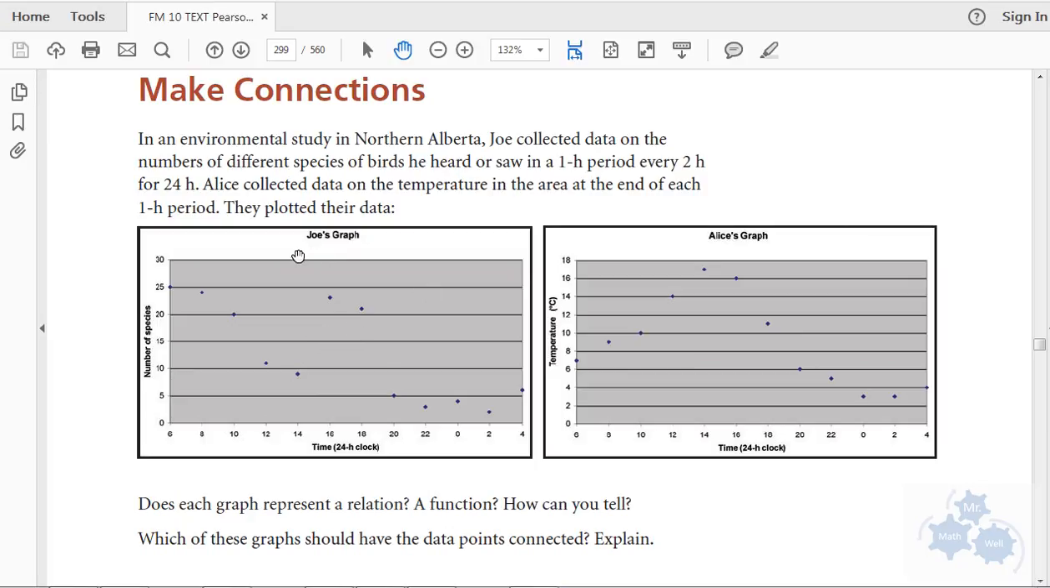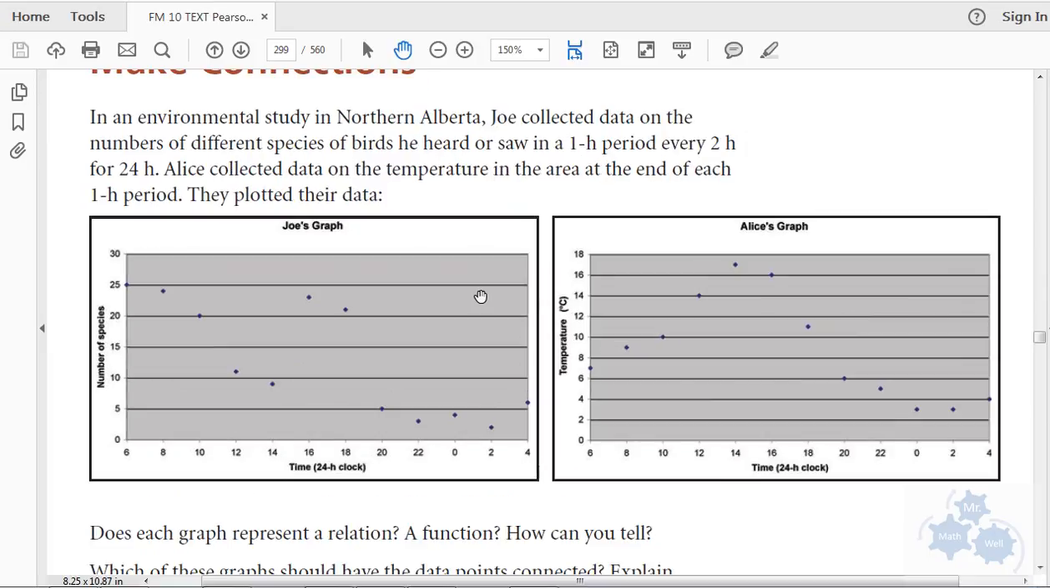Joe, here's your graph, and here's Alice's graph. I'm not sure who Alice is, but someone. In an environmental study in northern Alberta, Joe collected data on the numbers of different species of birds he heard or saw in a 1 hour period every 2 hours for 24 hours. It's quite wordy, he was just taking data every hour on the number of different birds that he heard. Alice collected data on the temperature in the area at the end of every 1 hour period. They both plotted their data. Two different graphs here now.